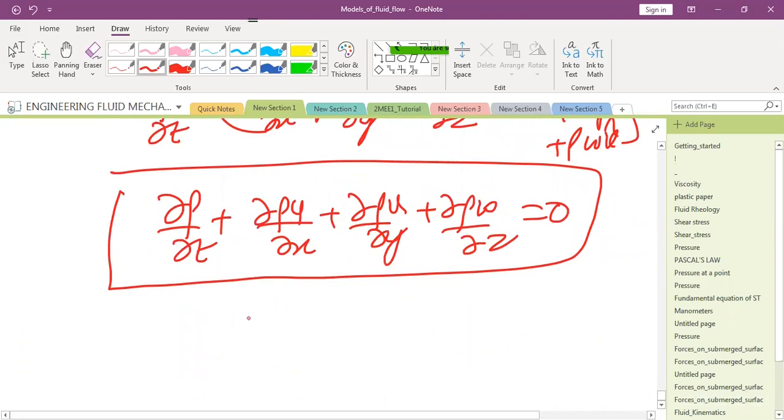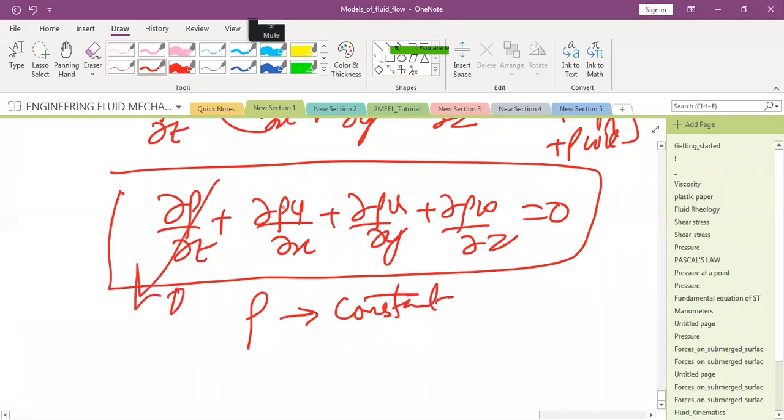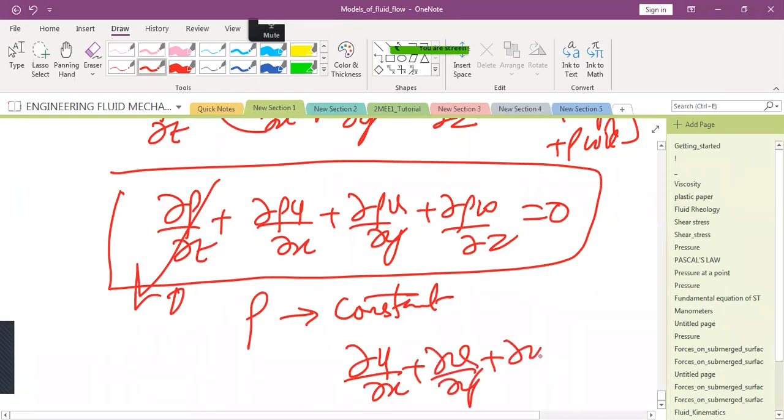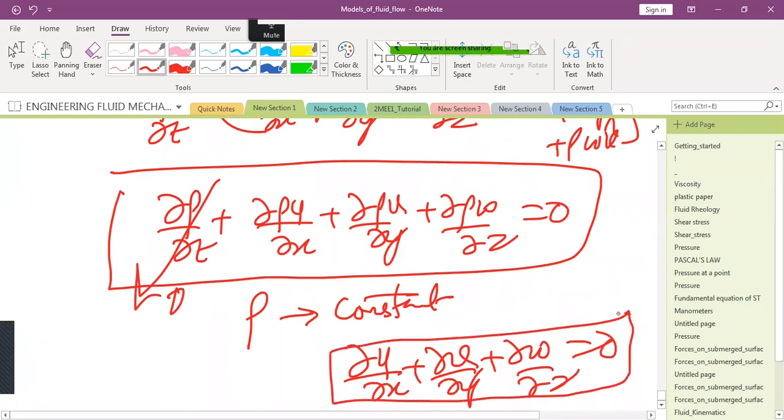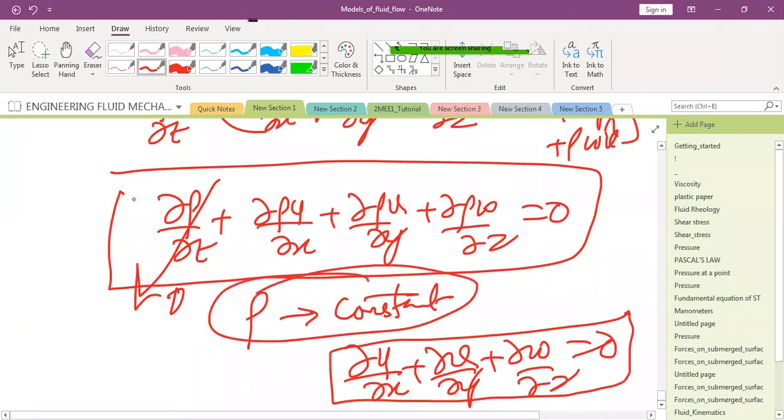Now you talk about the case where rho is constant. Then this term goes to 0 and rho comes out of the derivative term, and you are only left with curly u by curly x plus curly v by curly y plus curly w by curly z. So you mostly see this equation in the quantity equation, but this is by making this simplification. Originally the equation is this. Any doubts to anyone?